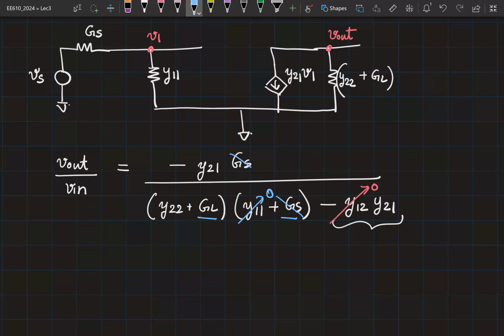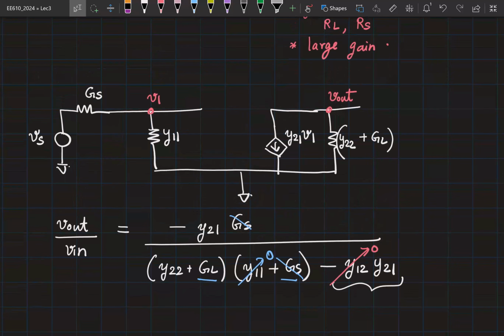Okay? Now again, let's look at the circuit and understand what effect it has. I am making Y11 equal to 0, which means this resistance is becoming infinite. That means I am open circuiting this portion of the circuit. Okay. So now whatever is the Vs, because no current is flowing through GS, the same value is going to appear as V1. Earlier, in the presence of a finite Y11, the value of V1 was going to be smaller than Vs, right? And you were losing out on some gain in this portion. Now, by removing Y11, I am able to ensure that the complete Vs is appearing as V1.